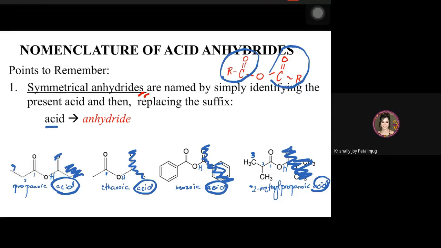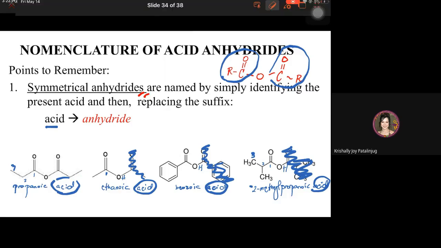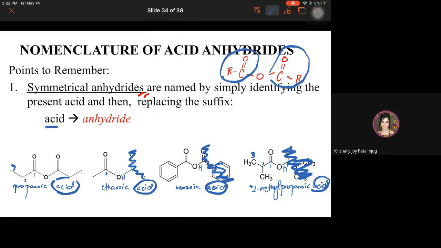Kung imong lantawon iyang other side, parehas ra siya. Left and right side niya, parehas lang ang form. So, mura siya duha ka propanoic acid combine. That is how to produce that compound. So, ending in acid change that to anhydride. So, mahimo siya propanoic anhydride. That is how to name it.